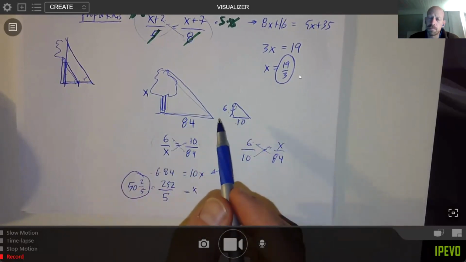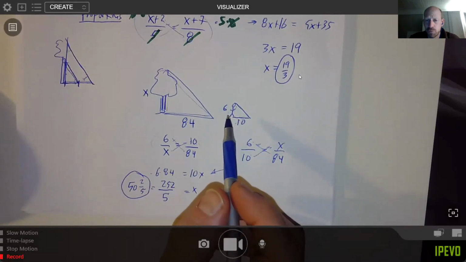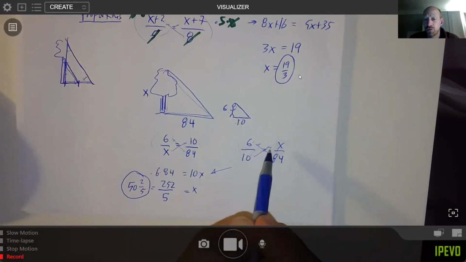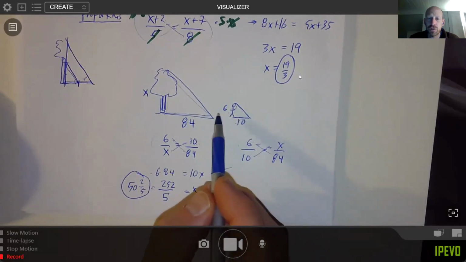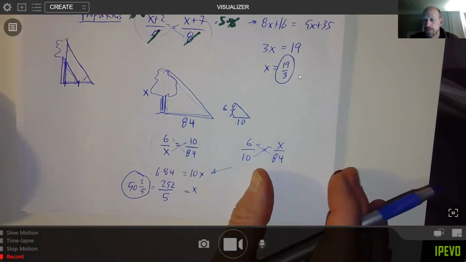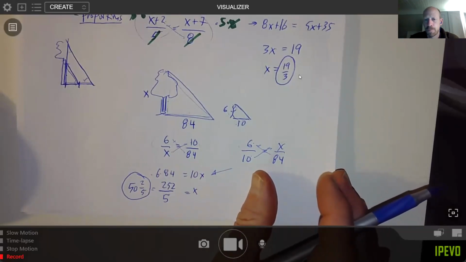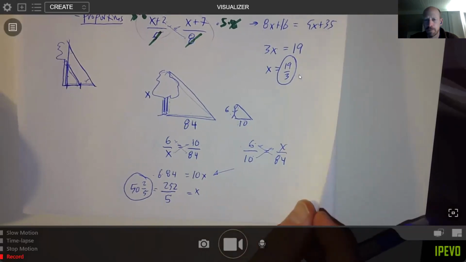So don't worry too much about how you want to set up the proportion. Just make sure that both of these are doing the same things. You can't go height to shadow and then over here go shadow to height. That's going to give you the wrong information. Right? It's not a correct proportion. Okay.